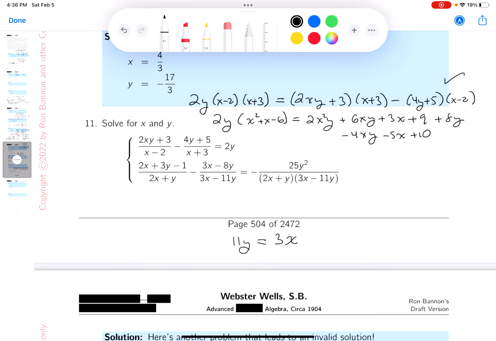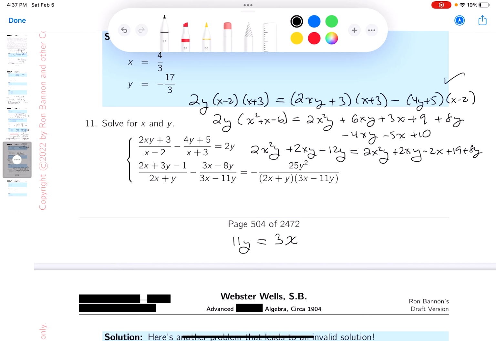Let's put this down. So you get 2x squared y plus 2xy minus 12y is equal to, let's write this down, 2x squared y plus 2xy plus, I'm sorry, I misspoke. I'm looking at something and I wrote something down that I shouldn't have written down. So 3x minus 2x is minus 2x. Let's see, plus 19 plus 8y.